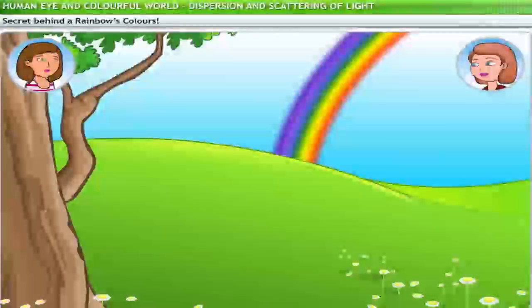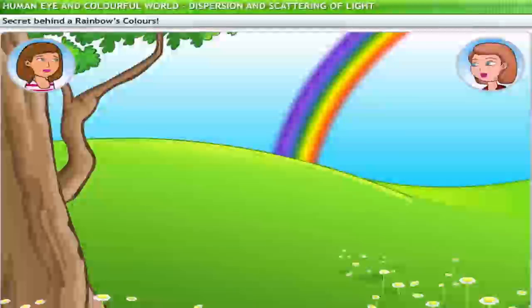But there is no prism in the atmosphere. So where does the rainbow come from? I was just coming to that. Let's now solve the mystery of the rainbow. As it happens, we do have something like prisms in nature.